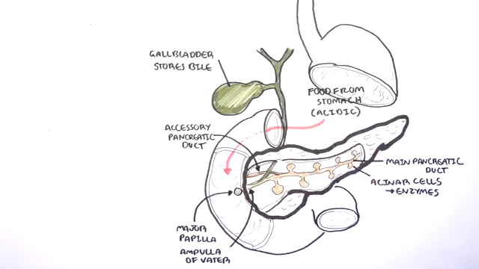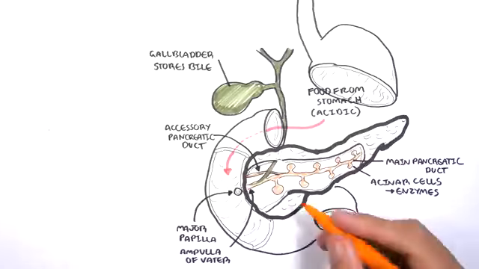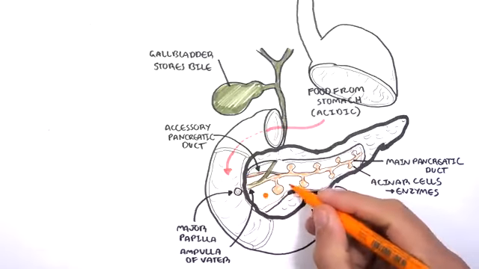It's important to know there is an accessory pancreatic duct, which also has its own opening in the duodenum. Now, it's also important to remember that 98% of cells in the pancreas are exocrine cells, which means cells that produce enzymes, the digestive juices.